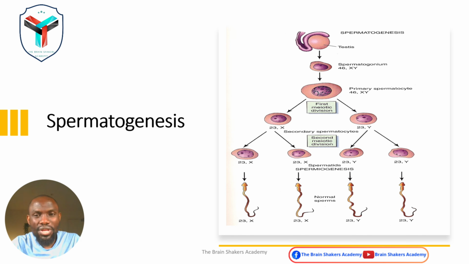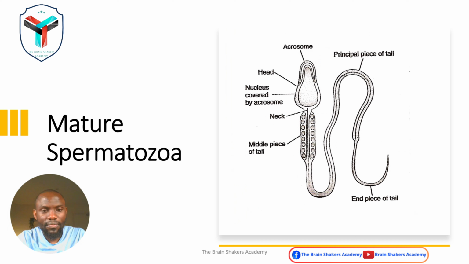Now, what happens to these spermatids for them to mature? Let's look at what a mature spermatozoa looks like. A mature spermatozoa appears like the diagram in our presentation here, where you have a well-defined head. In the head is where you find the DNA material, and you have a nucleus that houses that DNA material. Now in front of the head, it forms what is referred to as an acrosome.